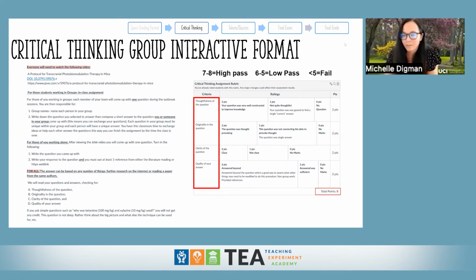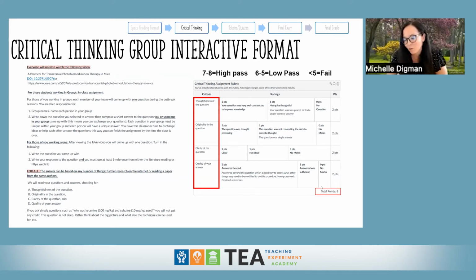And so in Canvas, you have to put some sort of point system here. So I just kind of graded them on thoughtfulness of the question. So something that went beyond what is the wavelength that you need for exciting this particular fluorophore, that was already in the paper, if they had to go beyond that. And then the originality of the question, the clarity of the question, and the quality of the answers.